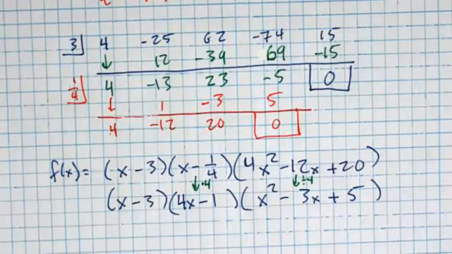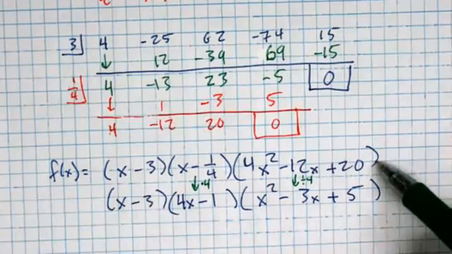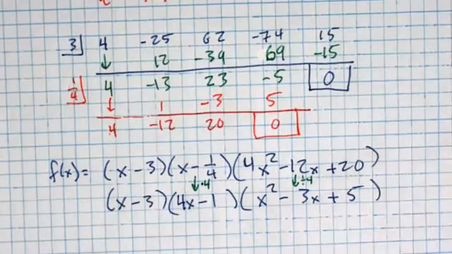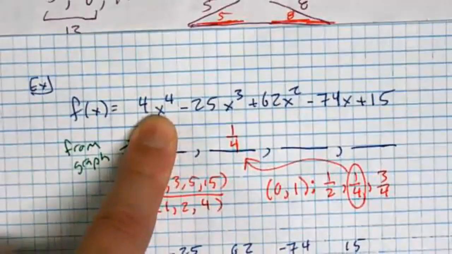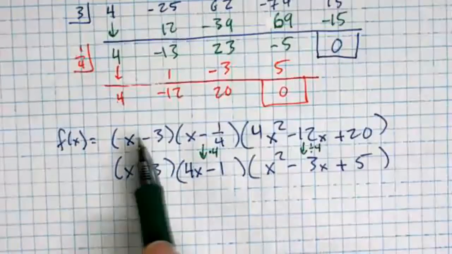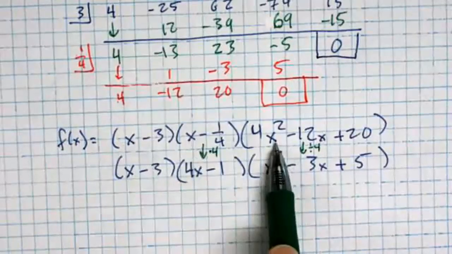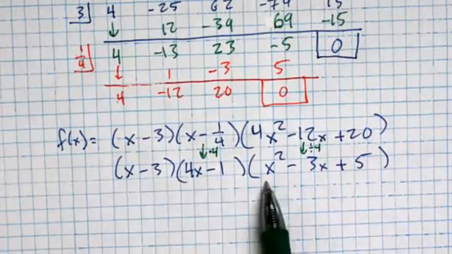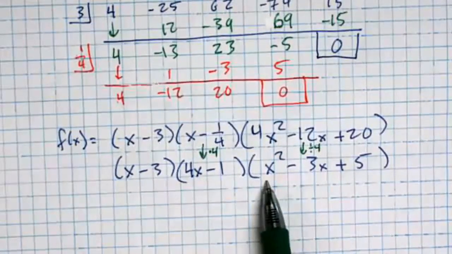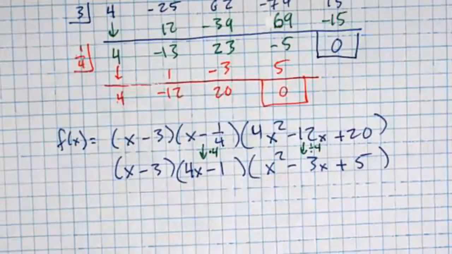Question. You can leave it like this. The thing you definitely want to do is double check. We're expecting to get a 4x to the 4th as my lead coefficient, right? If I multiply out all my lead terms, x times 4x squared, that is going to give me 4x to the fourth, or x times 4x times x to the second, that's going to give me 4x to the fourth also. So as long as you're getting that correct lead coefficient, it doesn't matter which way you do it.